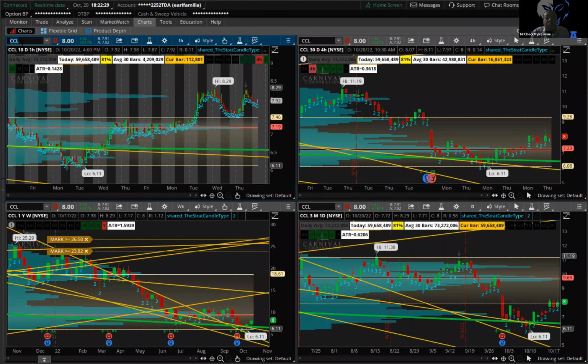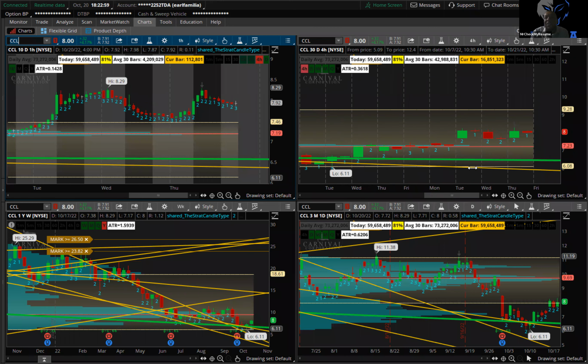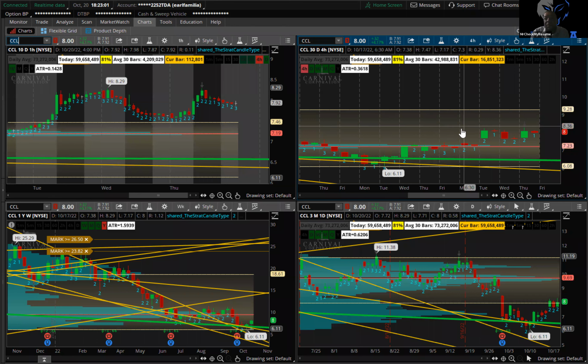So here we got Carnival Cruise Lines. We got the reversal on the week. We've been sideways since the gap up Monday on Tuesday. This looks choppy. I don't know. Doesn't look strong enough from the standpoint of 0-day tomorrow. Maybe more inclined, I don't know. I don't like this. It's like green, red, green, red, green, red, green.